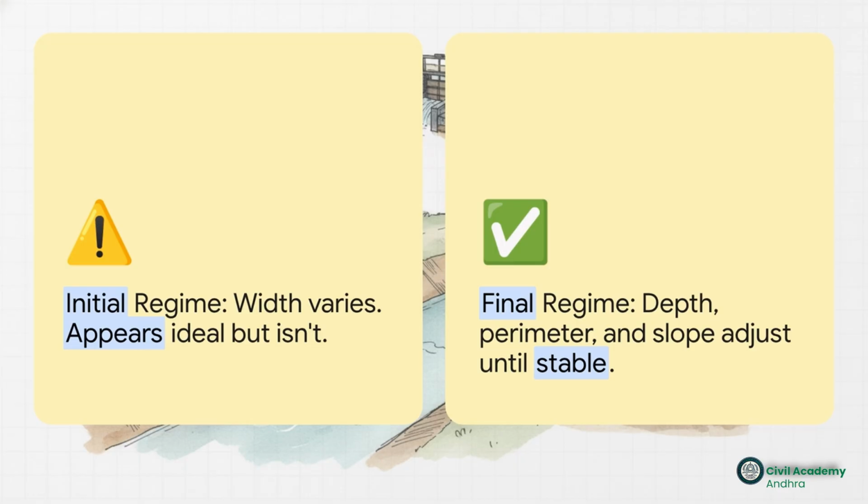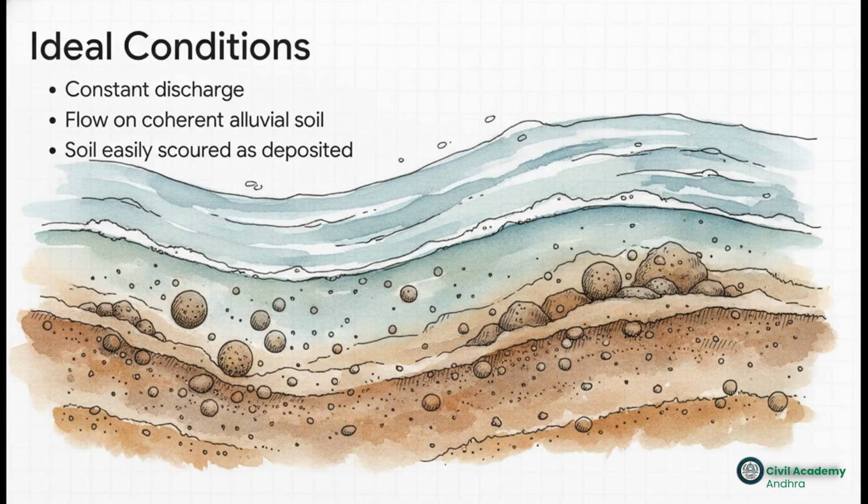This is where the depth, the wetted perimeter, and the bed slope all continuously adjust themselves until the channel reaches a state of true dynamic equilibrium. It's like a giant self-correcting puzzle. And the absolutely crucial point here is that Lacey's mathematical blueprint only applies to this final, perfectly stable regime. But getting to that final regime requires a pretty strict set of ideal conditions.